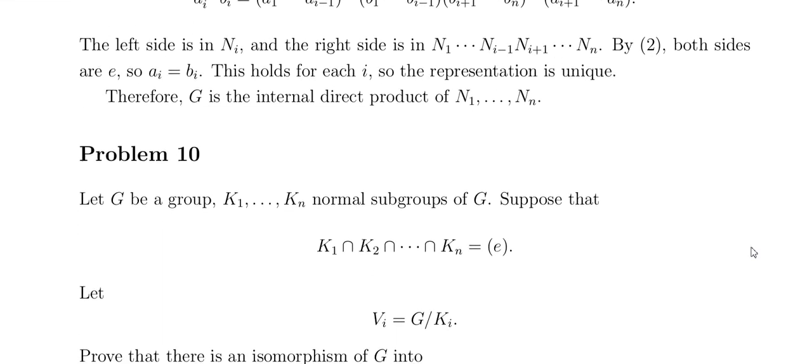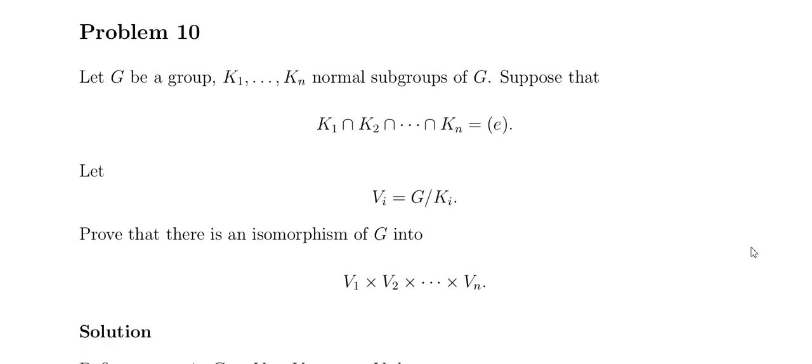And another one: let G be a group and K1, K2, ..., Kn be normal subgroups of G. Suppose K1 intersection K2 intersection ... intersection Kn equal to the identity element. When you define Vi as the quotient group G by Ki, with Ki a normal subgroup, then there is an isomorphism of G into V1 cross V2 cross and so on Vn. Okay, these are results. They may ask for these results.